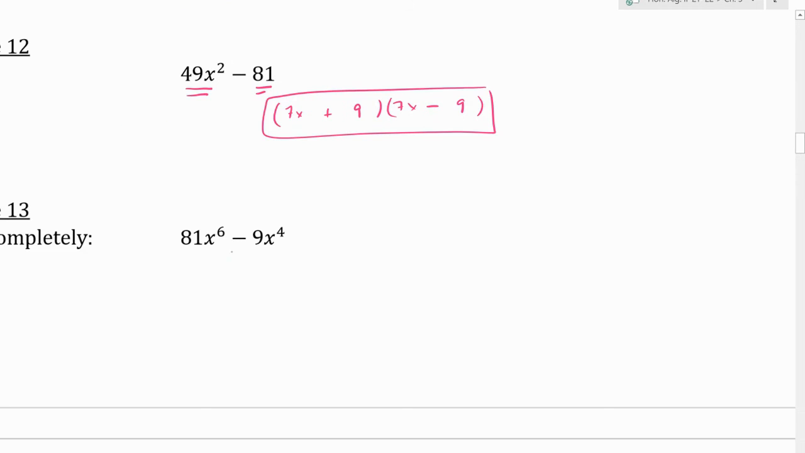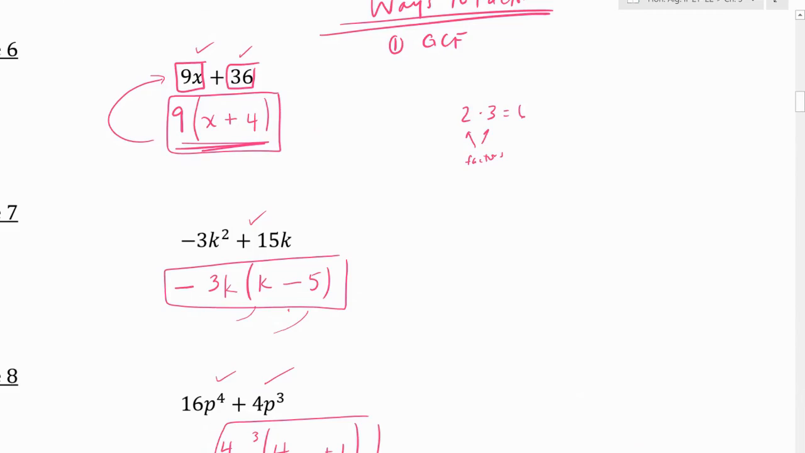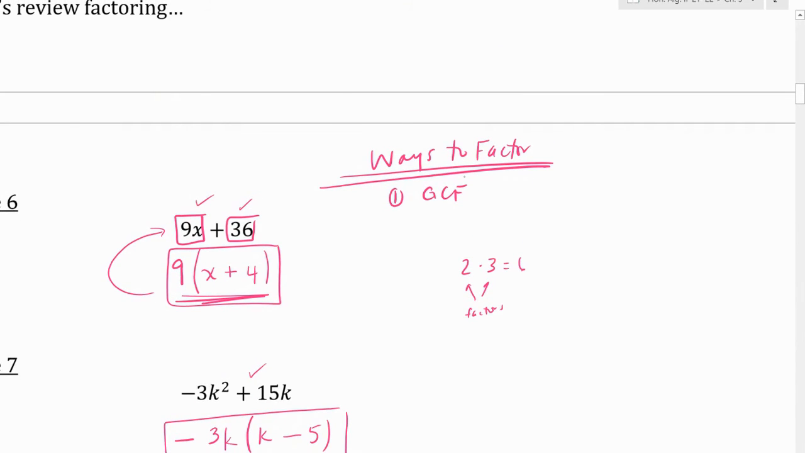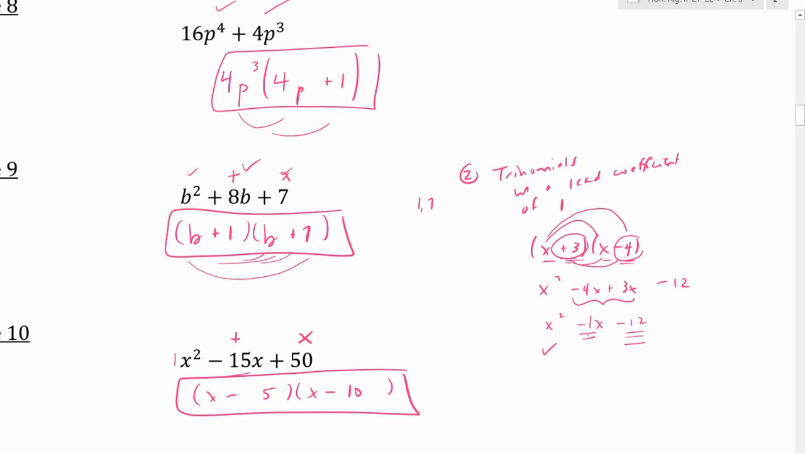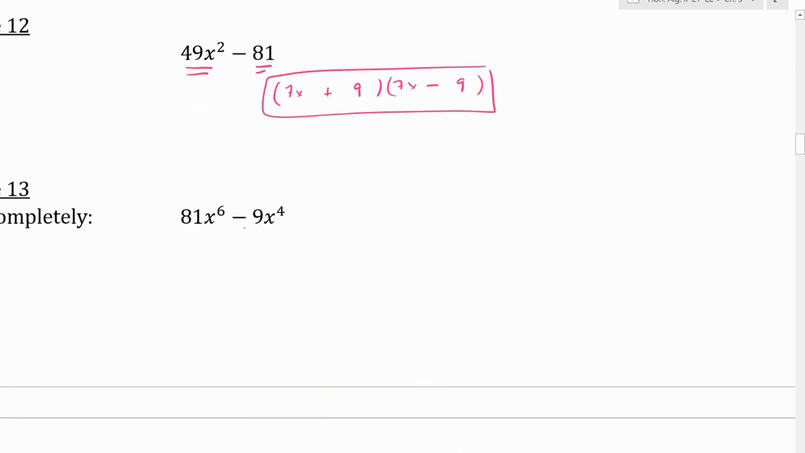Okay, but right here, go back to way number 1. Ways to factor: greatest common factor first. So on this one, before I do anything else, let's take a 9 out, because 81 and 9 both divide by 9. X to the 6, x to the 4th, I can take the x to the 4th out. That's going to leave a 9x squared minus 1. So I've already factored this. This is the difference of two squares.